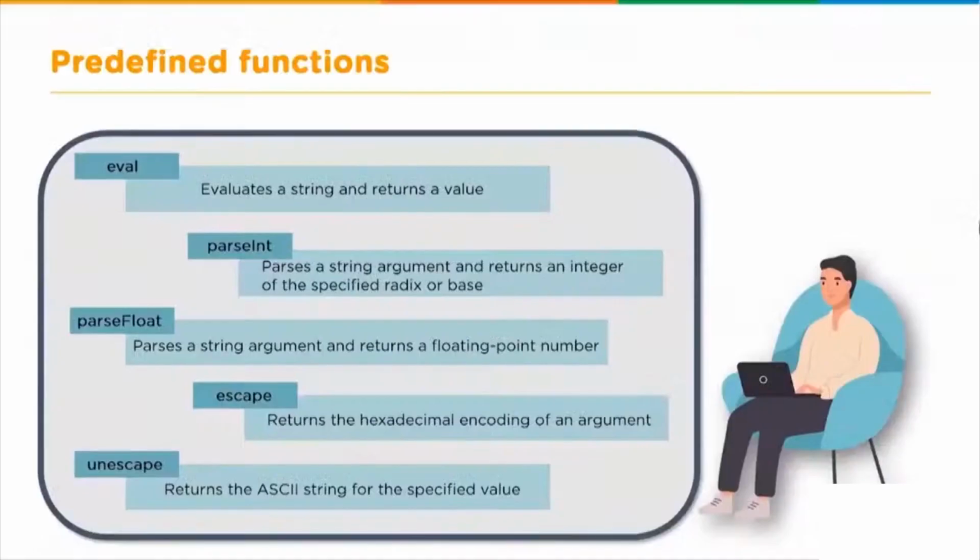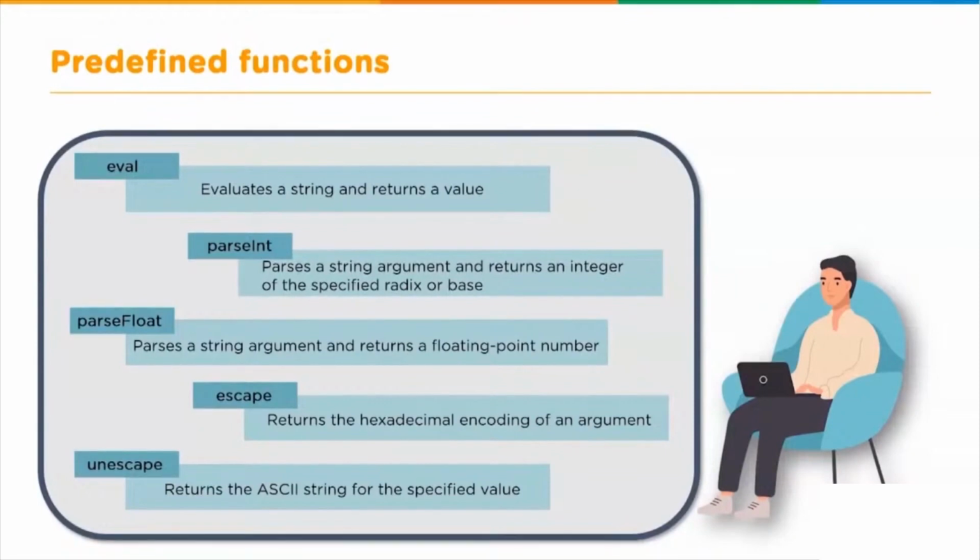Next up is parseInt. Now, as the name suggests, it parses a string argument and returns an integer of the specified radix or base. And the syntax basically includes the keyword parseInt and the string within parentheses. parseFloat, on the other hand, parses a string argument and returns a floating point number. Again, the syntax has the keyword parseFloat along with the string within parentheses.